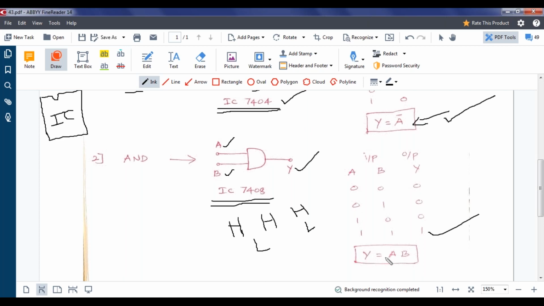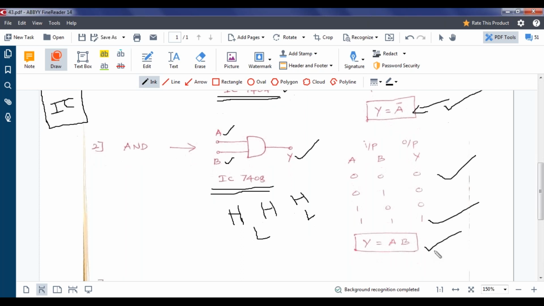Capital Y equal to A dot B or AB, whatever it may be. So in the dot vehicle or the dot vitalo, no issue. So Y equal to AB. This is what the algebraic expression of your AND gate. So hope you all understood. This is the symbol, IC number 7408. This is what the truth table: both the inputs high, output high, remaining cases 0. Algebraic expression, capital Y equal to AB.